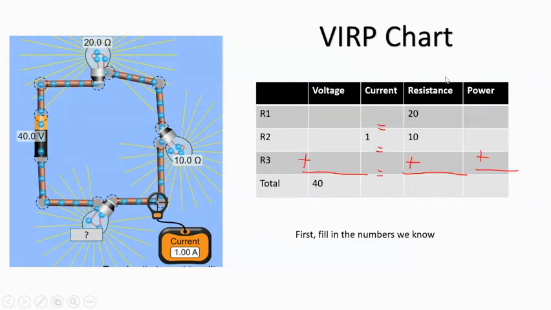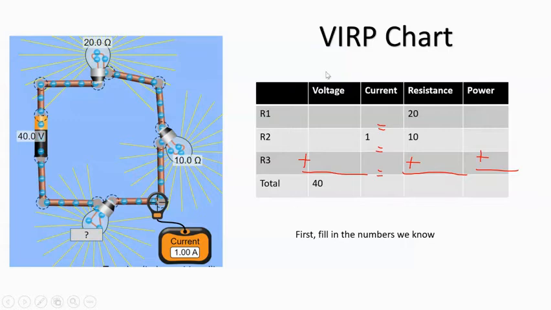So just putting down the numbers that we see here, we know the resistance for R1 is 20. We know the resistance for R2 is 10. And we know that the voltage of the battery is 40 volts. And so we'll write that down. And we also see here that the current coming out of the second light bulb is 1. So we'll put a 1 right there.